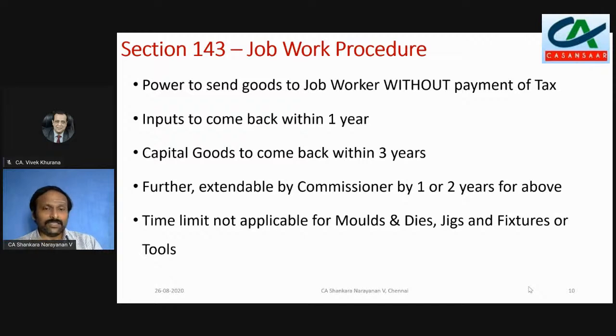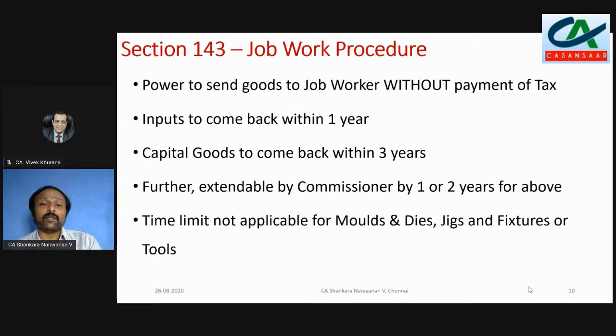What does that mean? It is actually a benefit for the assessee. I can send a mold to my job worker. The job worker is able to make 5,000 units, or let's say 5 lakh units, out of that mold. Then the mold becomes disfigured. It is not able to give the same sharpness. Then he can discard the mold. There is no compulsion that the mold has to come back within 3 years.